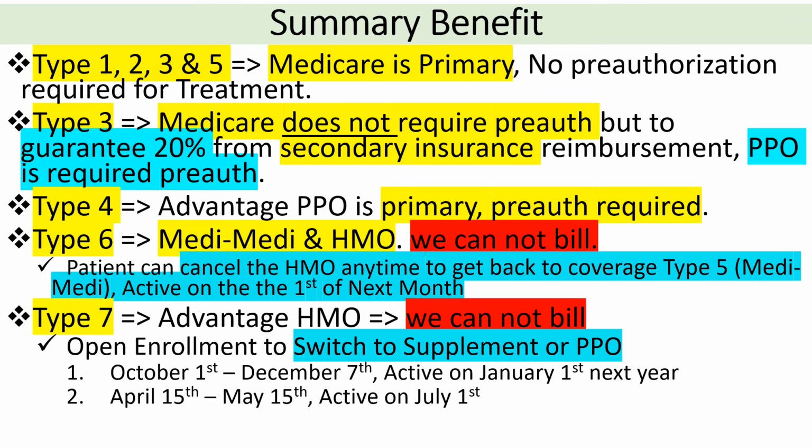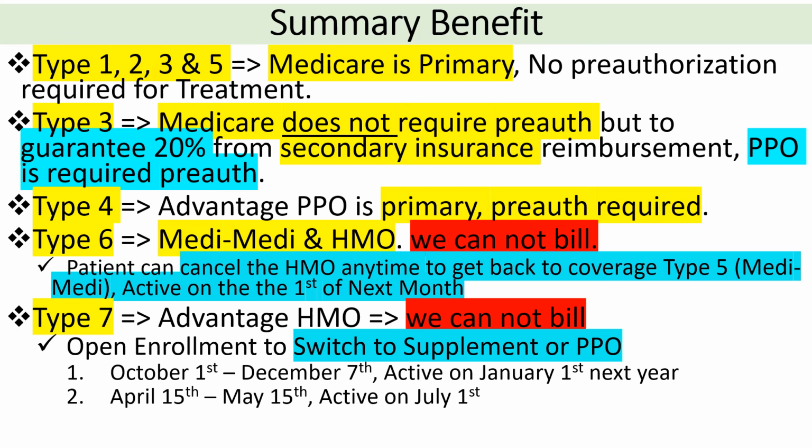So this is my summary. Types 1, 2, 3, and 5: Medicare is primary, no pre-auth required for treatment. Type 3, Medicare does not require pre-auth, but to guarantee the 20% from the second insurance reimbursement, PPO requires pre-auth. Okay, type 4, which is Advantage PPO, is primary, pre-auth required.